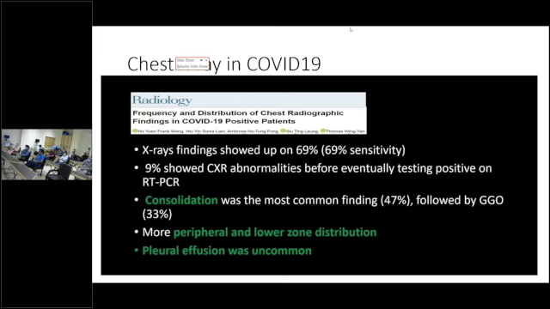The chest X-ray findings can show up in 69% of the cases. And in some cases, even 9%, they say even before the test is positive, you can find a chest X-ray finding in a COVID-19 patient. The most significant finding is obviously consolidation, which is prevalent in 47%, followed by ground glass opacities, which are found in 33% of the patients. The key hallmark for chest X-ray findings in COVID patients is that normally these findings are peripheral or in a lower zone distribution. And pleural effusion is very uncommon.